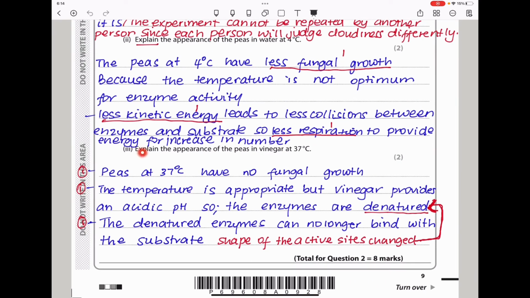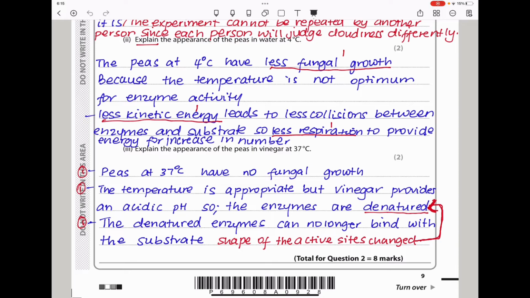So we want to explain the appearance of peas in vinegar at 37 degrees. Now you remember from the table at 37 degrees in vinegar, there was no cloudiness. So we expect that it's because there was no fungal growth. The temperature is appropriate because it's 37. However, the vinegar provides an acidic pH, so the enzymes are denatured. And then the denatured enzymes can no longer bind with the substrate. In this case, it's because the active sites have changed, so the substrate can no longer fit in. Therefore, the fungal growth is going to be lower, or it's going to be 0 due to the pH that has been altered. So this brings us to the end of question 2.